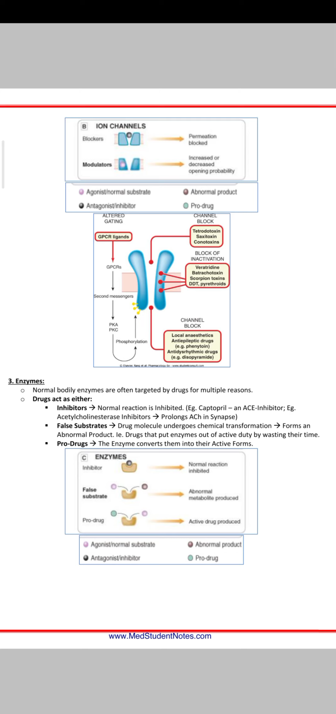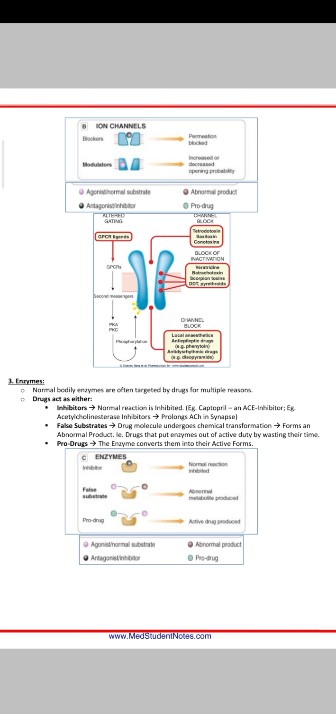So in this session we are going to discuss the blockers and modulators of the ion channels. Blockers block the permeation; the ion channels are blocked. Next is modulators. The modulators increase or decrease the permeability by opening an ion channel, whereas the blockers completely block permeation.